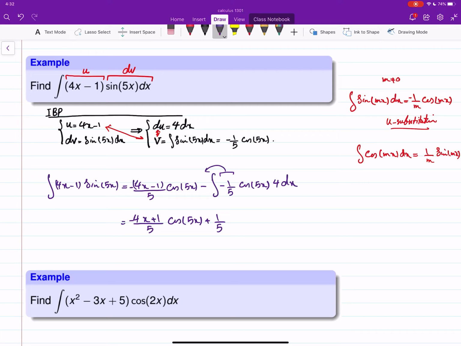So I have 1 over 5 as constant outside. Integral of cosine of 5x dx. I actually have 4 over 5. There's a constant also here. I can take it out. So integral of cosine 5x is 1 over 5 sine of 5x. And then, well, you can simplify, or I will leave it as is.